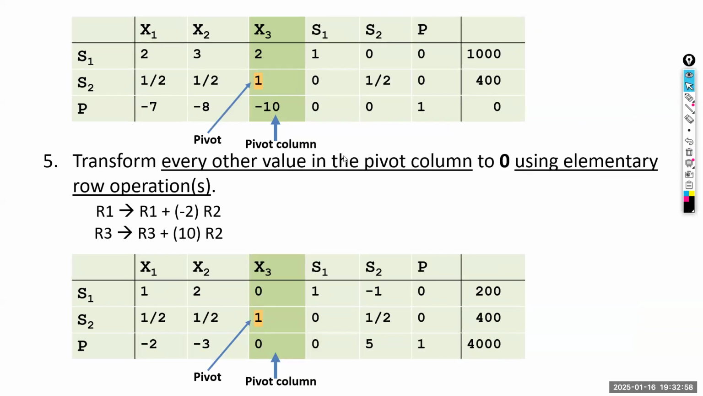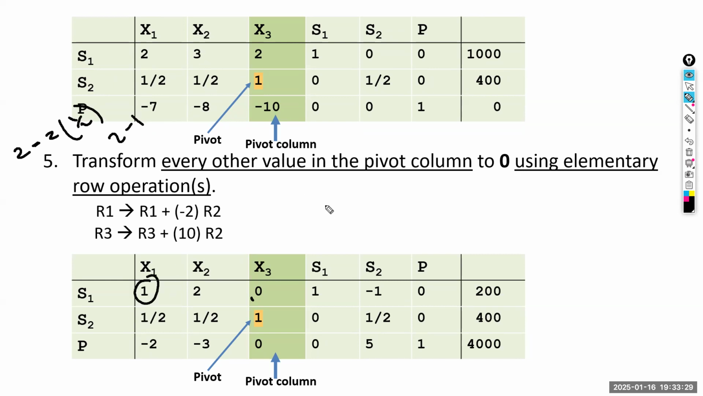Right. Here we have used R1 is R1 plus minus 2 times R2, so that R2 and minus 2 become 0. But you need to do the same thing, right? This is minus 2 into half is minus 1. R1 is minus 2 times R1, so that means 2 minus 2 times half. It is 2 minus 1, which is 1.